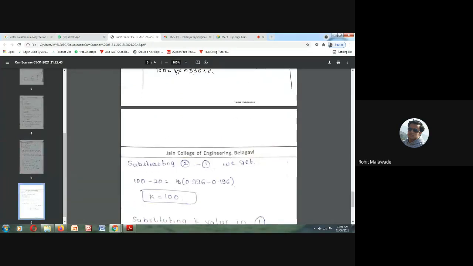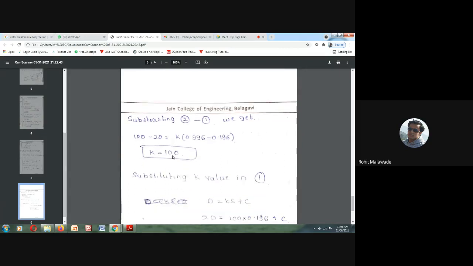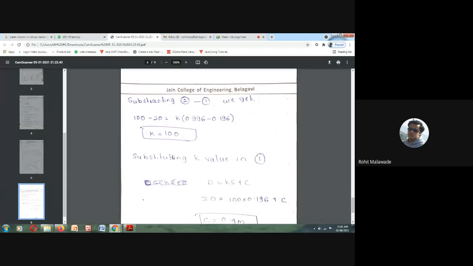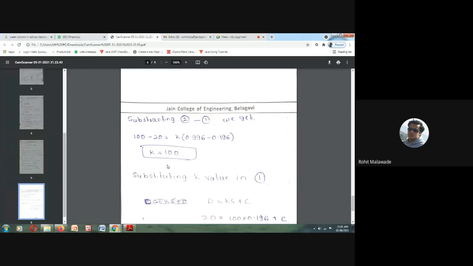Subtracting 2 from 1, 100 minus 20, right? What are we going to get? K into 0.996 minus 0.1996. If we do that, we will be getting 80 divided by 0.8. So we get the answer K is equal to 100. So we have got the K value, the multiplying constant.